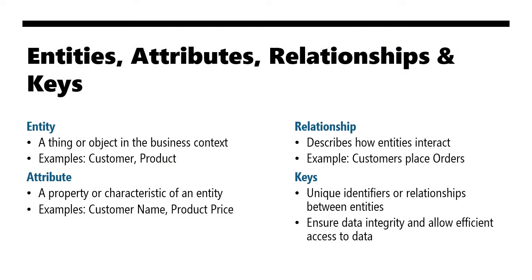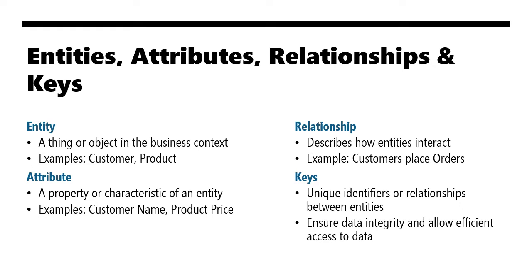Let's explore some foundational concepts in data modeling that are crucial for anyone in the business field: entities, attributes, relationships, and keys. First off, an entity is basically a thing or object within a business context. Think of entities as the nouns in our data model. For example, in a retail business, entities could be customer or product.